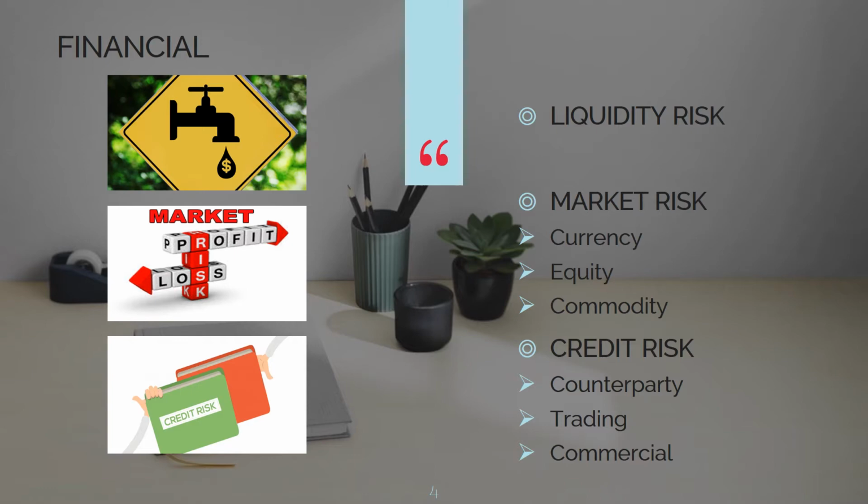The third one is the credit risk. Credit risk is the possibility of a loss resulting from a borrower's failure to repay a loan or meet contractual obligations. It refers to the risk that a lender may not receive the owed principal and interest, which results in an interruption of cash flows and increased cost for collection. It involves counterparty, trading, loans, and guarantees under the commercial.